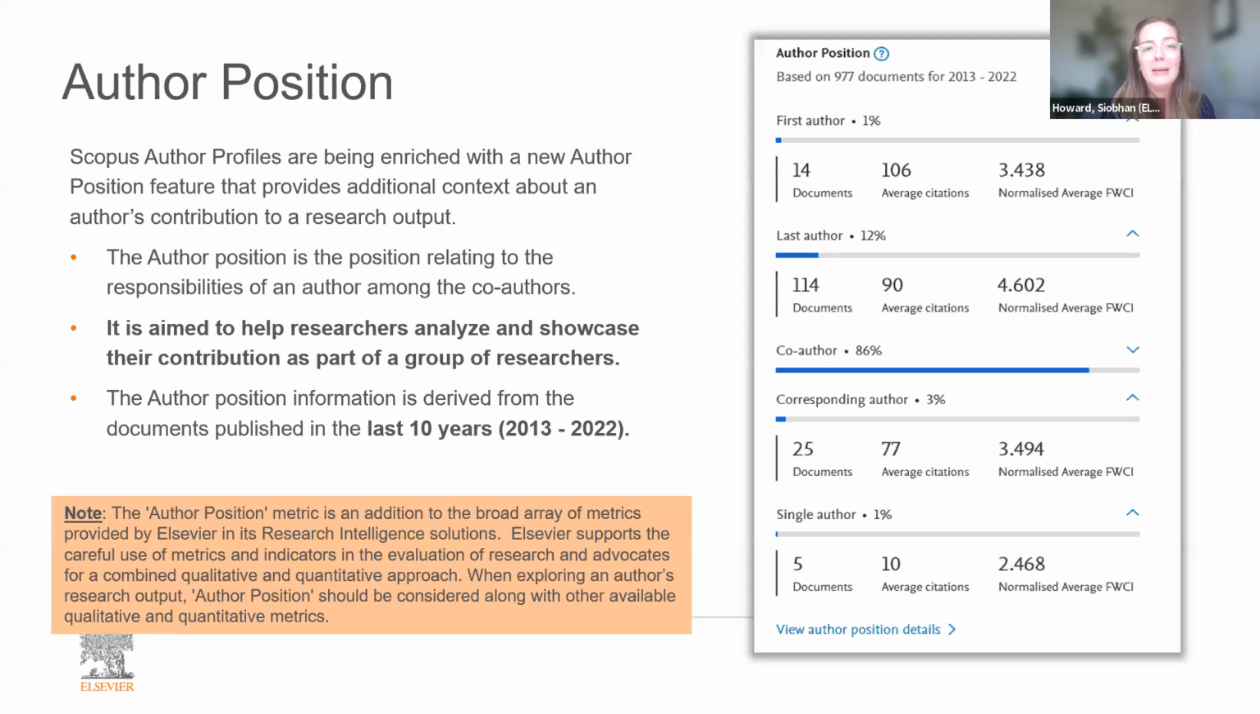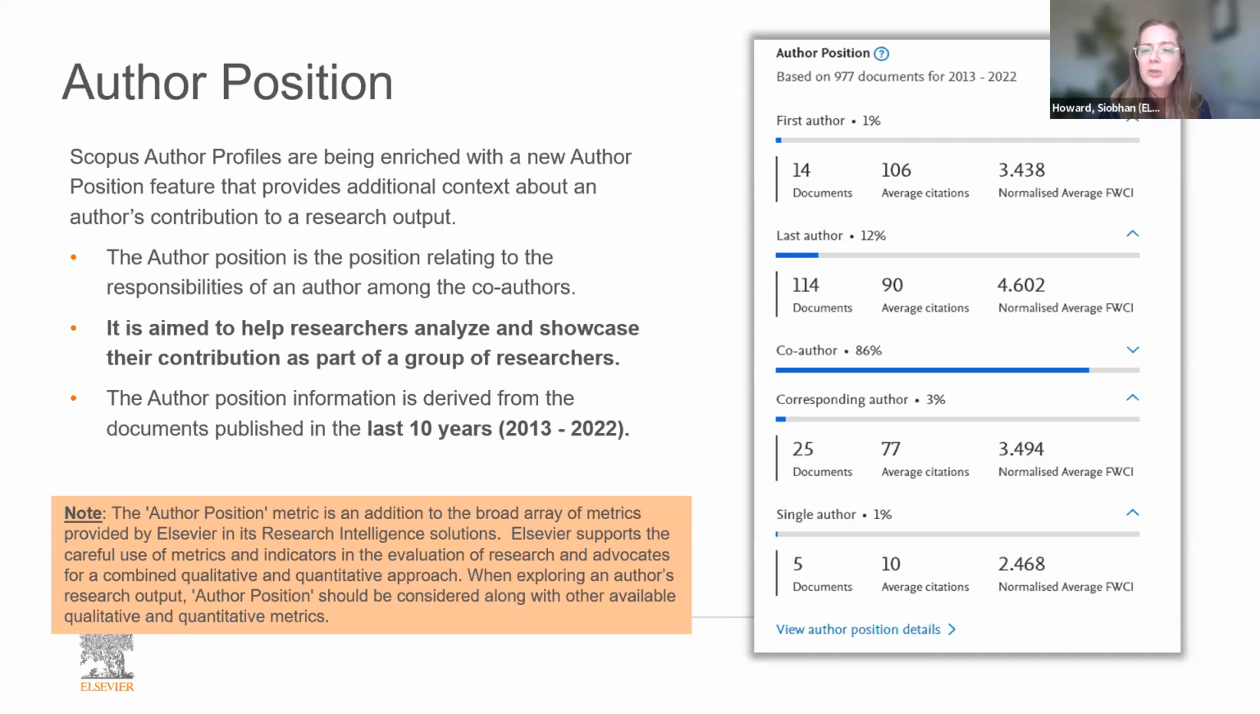Again, I think it's come back in the past 4 months or so, but it's directly within the Scopus author profile. And it really is helping you identify what the responsibilities of that individual are and how they are convening within their own research network. So a really exciting one that's recently been pulled through.